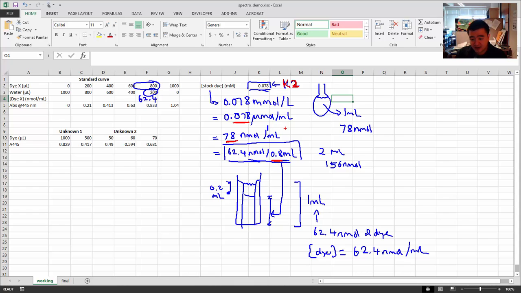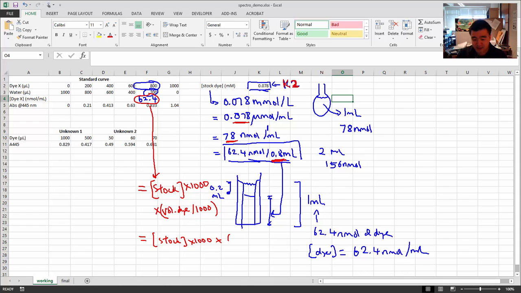Now this probably isn't the most straightforward way to do it, but whatever needs to go in here has to be equal to the stock concentration times 1,000, and then we had to multiply it by the volume added. So let's put the volume of dye here, and that was the volume of dye divided by 1,000. If we write it out, it is stock concentration times 1,000 times the volume of dye divided by 1,000.